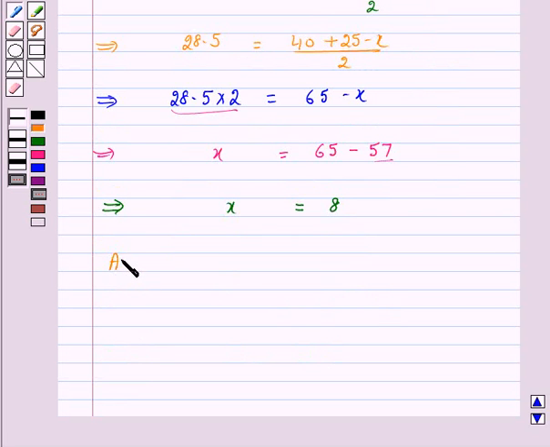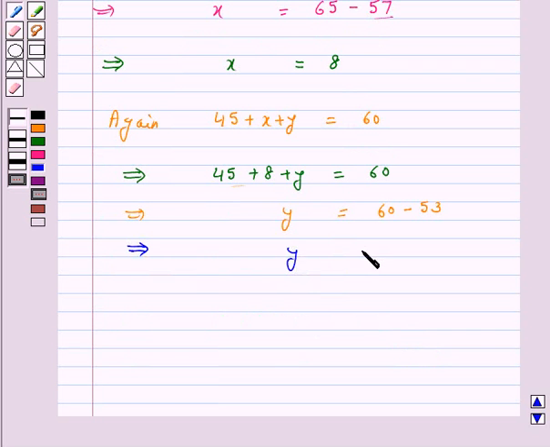Again, we are given that the total of the frequencies is 60, that is 45 plus x plus y is equal to 60, and this implies 45 plus 8 plus y is equal to 60, since x is equal to 8. This implies y is equal to 60 minus 53, because 45 plus 8 is 53, and this implies y is equal to 7. Hence the answer for the above question is x is equal to 8 and y is equal to 7.